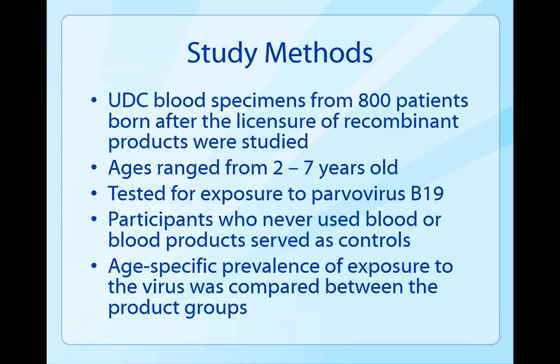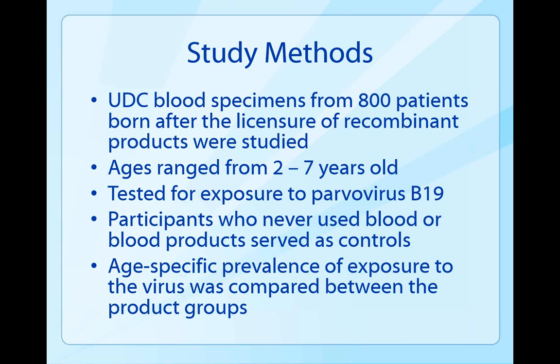So what we did was we took blood specimens from 800 patients born after the licensure of recombinant products. Recombinant products, by the way, are products that are made not from plasma, but by recombinant technology, and are not susceptible to infections. The age range of these study subjects was 2 to 7 years old, very young, because, as I mentioned, parvovirus B19 is present in the community, and most people get exposed when they're very young. We tested the samples.